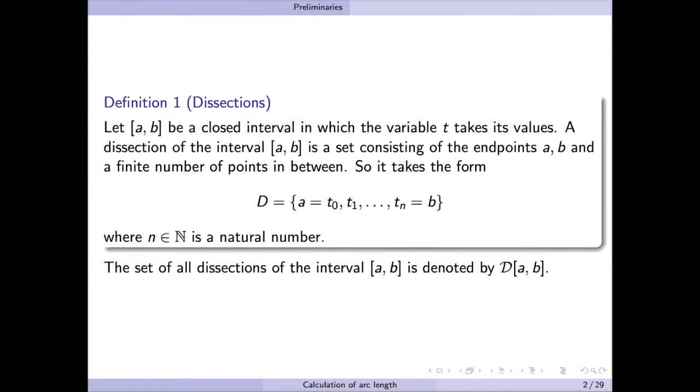The first definition that we provide is that of a dissection of an interval of the form AB. So this is a finite set containing points from the interval AB, and the only stipulation on the set is that the two endpoints, A and B, have to be contained in the set D itself. Here the set takes the form t0, t1 all the way up to tn, t0 equals A, tn equals B, and n is a natural number. Moreover, the set of all dissections of the interval AB is denoted by calligraphic D of AB.